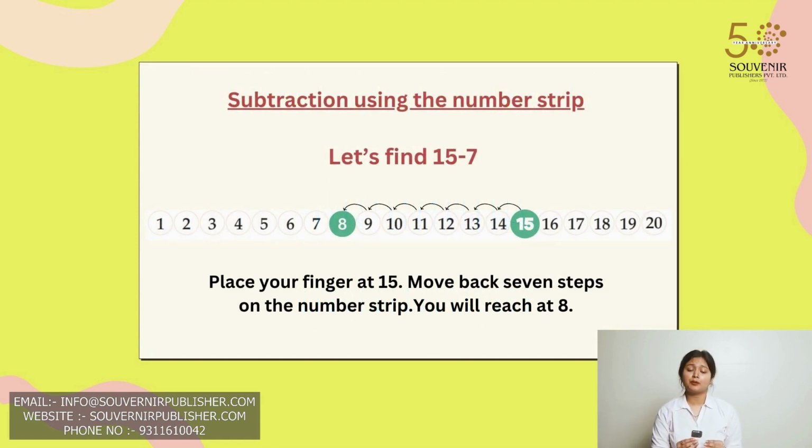Subtraction using the number line. Let's find 15 minus 7. Place your finger at 15, move back 7 steps on the number line. You will reach 8 and we'll get 8 as our answer when we subtract 7 from 15.